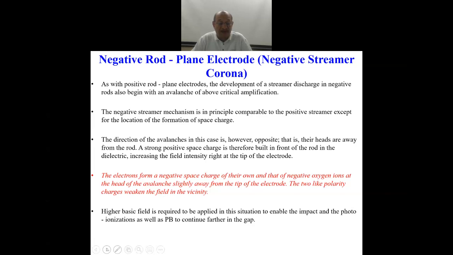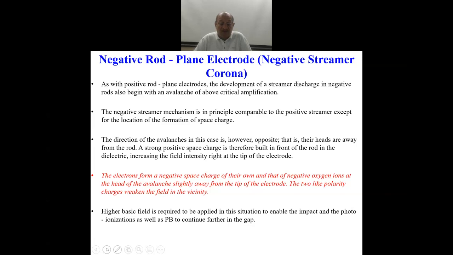As with positive rod plane electrodes, the development of streamer discharge in negative rods also begins with an avalanche of above critical amplification. Obviously, the direction of the avalanche would be reversed in this case, as compared to the positive rod. The negative streamer mechanism is in principle comparable to the positive streamer, except for the location of the formation of space charge, as has been explained in the case of the needle electrode. The direction of the avalanches in this case is, however, opposite.